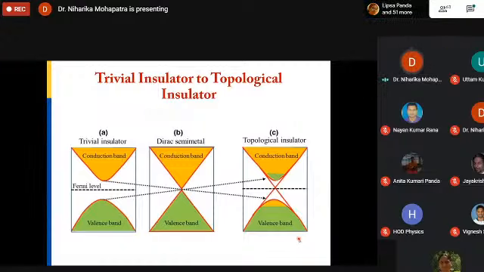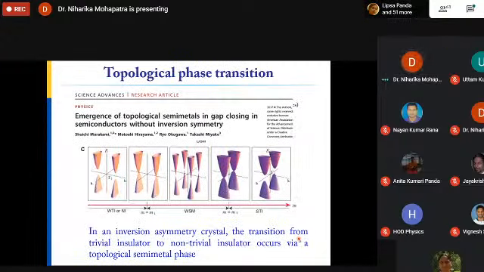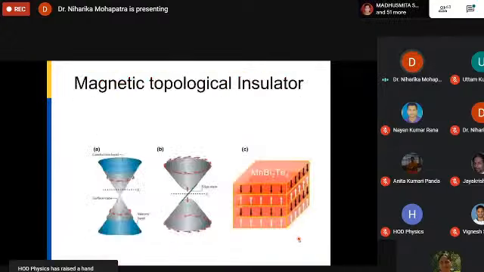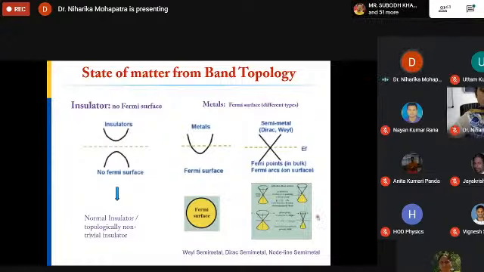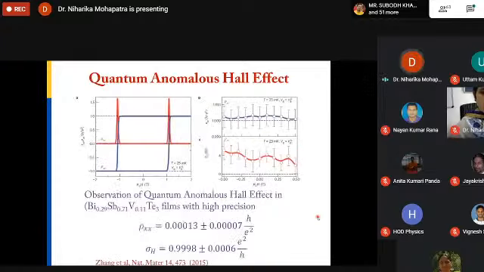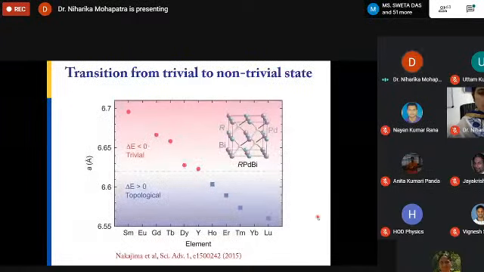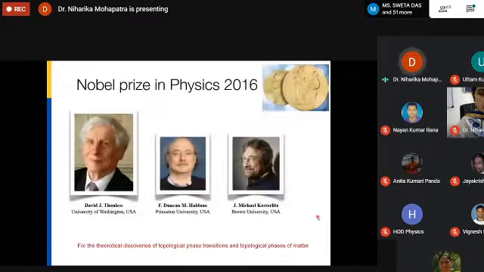So there are other topological materials like Dirac semimetal. So these are the different ones: Dirac semimetal, Weyl semimetal. I will not go into all that.